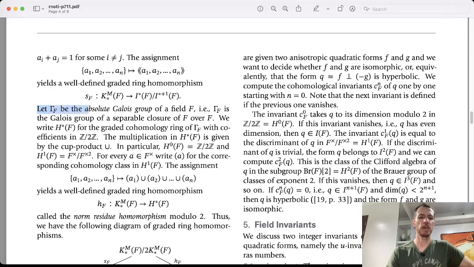Let Γ_F be the absolute Galois group of a field F, i.e. Γ_F is the Galois group of a separable closure of F over F. We write H^*(F) for the graded cohomology ring of Γ_F with coefficients in integers mod 2. The multiplication in H^*(F) is given by the cup product. In particular, H^0(F) is integers mod 2, and H^1(F) is the multiplicative group of F mod the square of the multiplicative group of F.